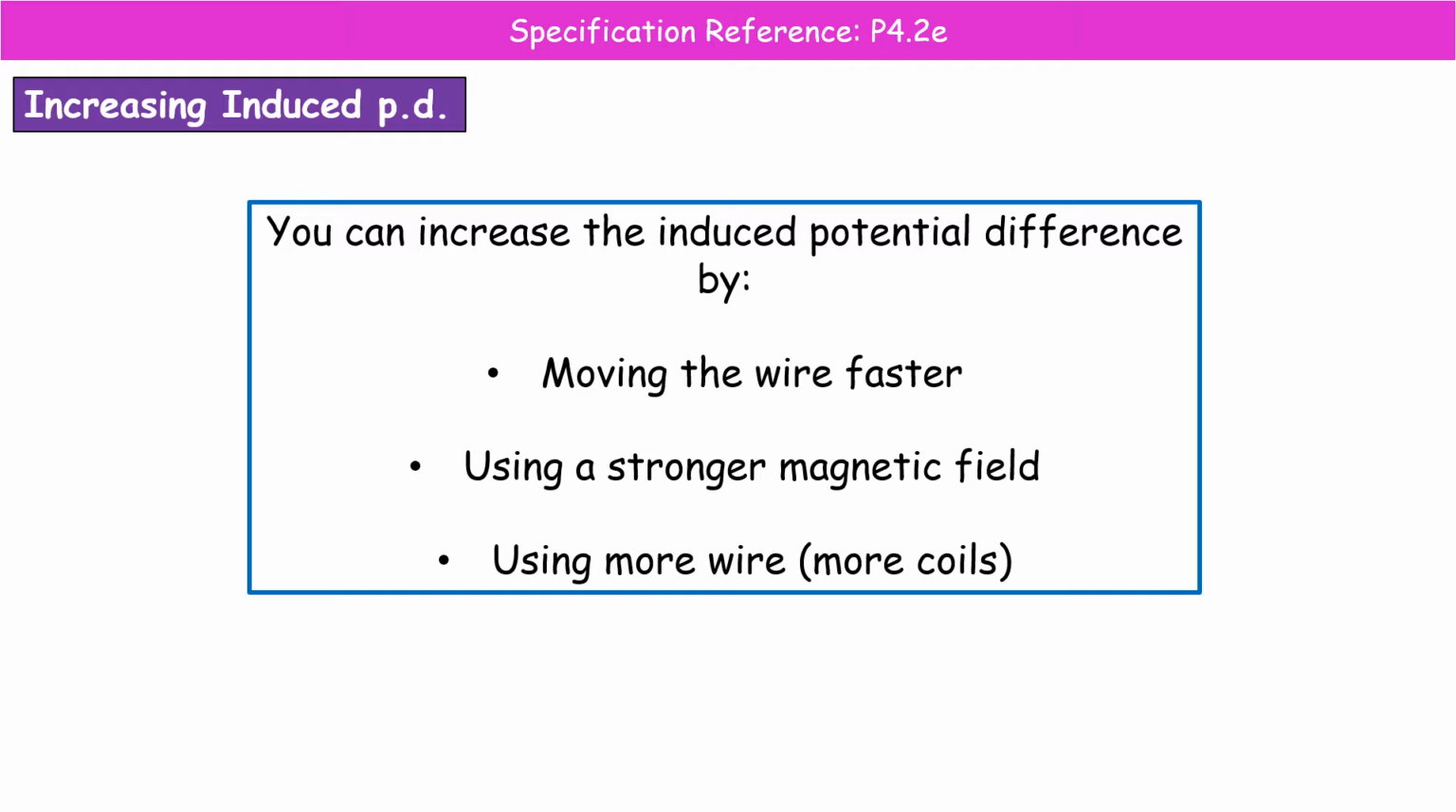In terms of how we can increase this induced potential difference, we're trying to cut more field lines in a given time frame, basically. So one way we can do that is to move the wire faster, because if you move it faster, it's going to cut more field lines. We can use a stronger magnetic field, because remember, stronger magnetic fields have more field lines within a given area. Or we can use more wire or more coils on some wire, because again, we're just going to cut more field lines in that same time frame. All of those are going to increase that induced potential difference in the wire itself.